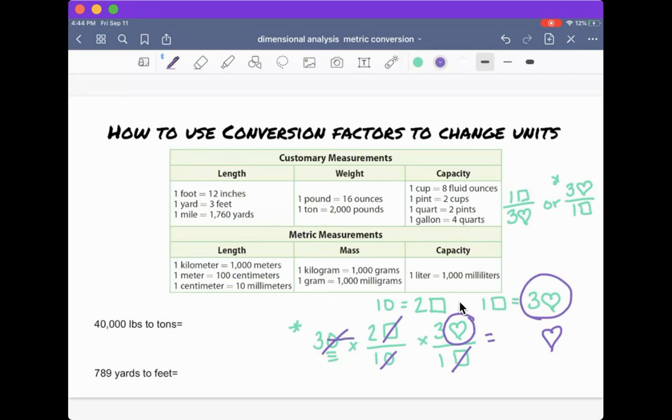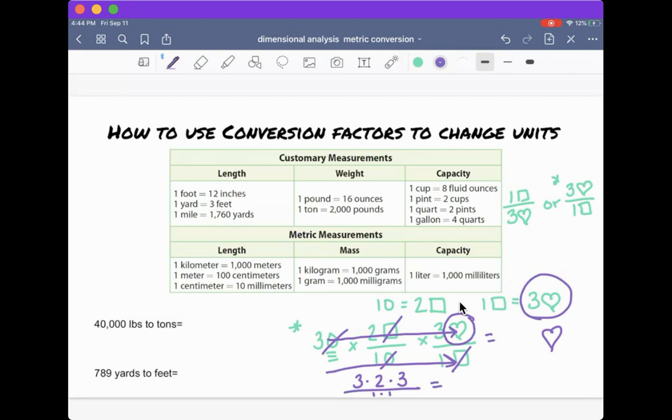You multiply everything across and then divide by what's on the bottom, okay? So what this is saying is 3 times 2 times 3 over 1 times 1. That's what that is saying. So I can go ahead and carry out the math.